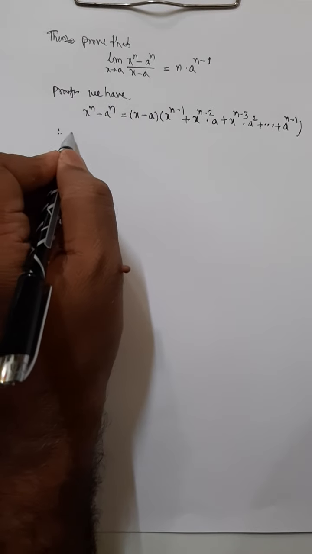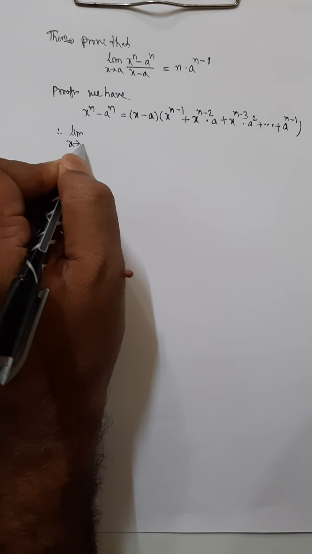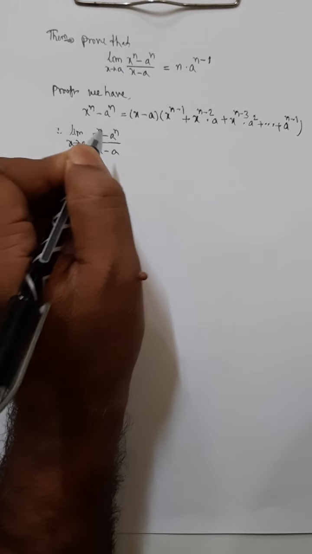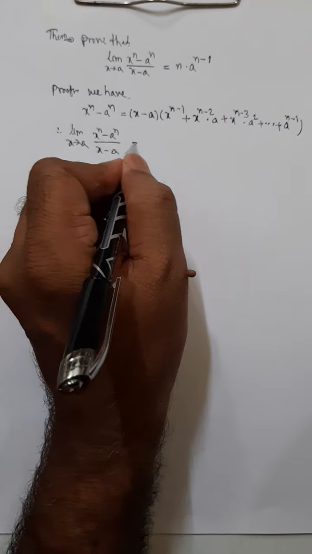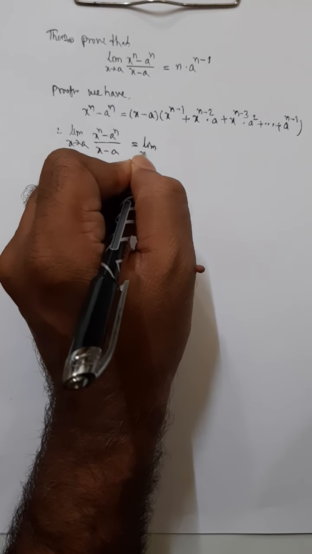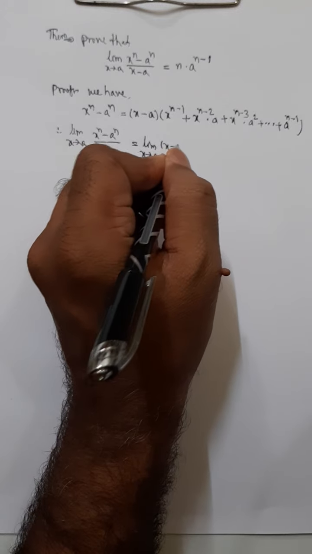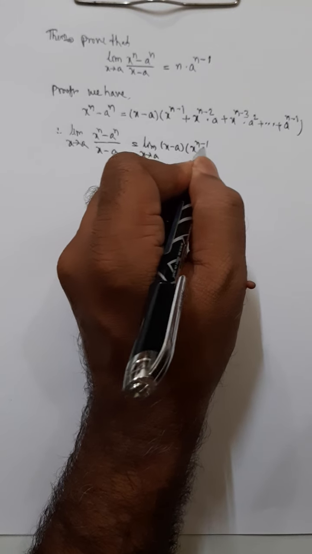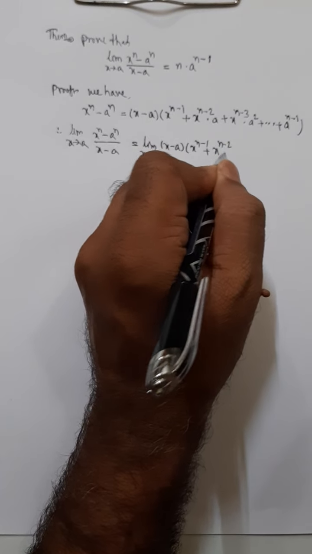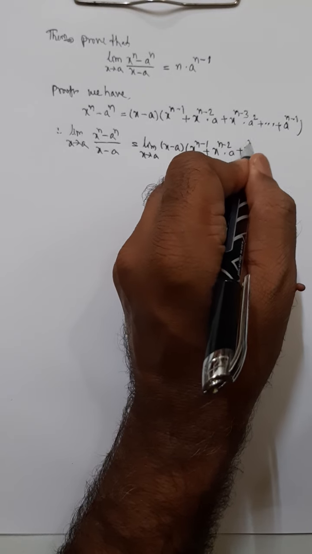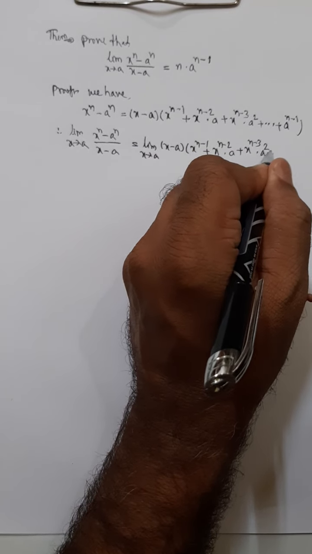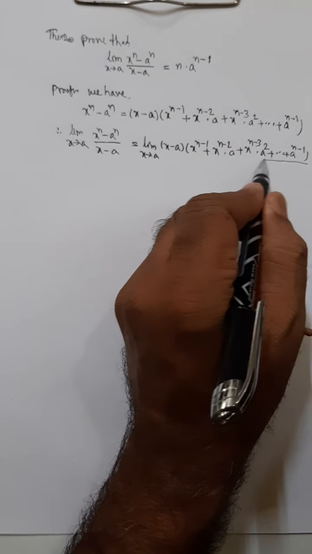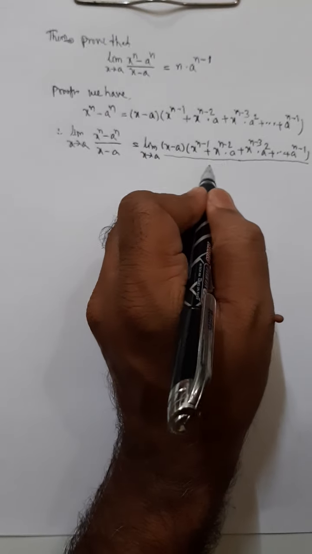And then we take left side of theorem, limit as x tends to a, (x to the power n minus a to the power n) divided by (x minus a) is equal to limit as x tends to a, x minus a first bracket. We know expansion from above step. We can write here x to the power n minus 1 plus x to the power n minus 2 into a plus x to the power n minus 3 into a square plus continue a to the power n minus 1. Denominator x minus a here.